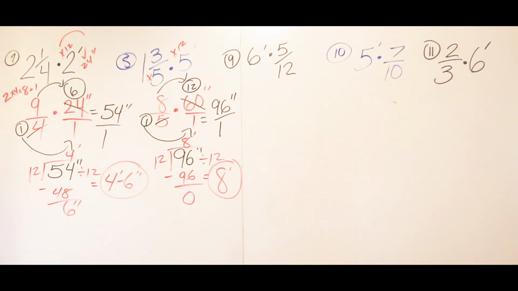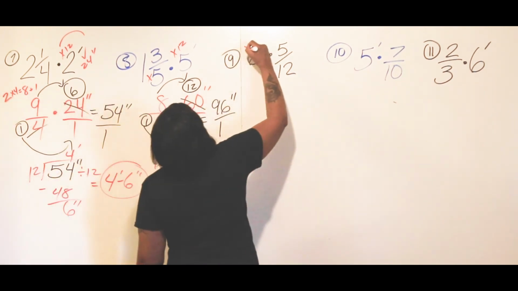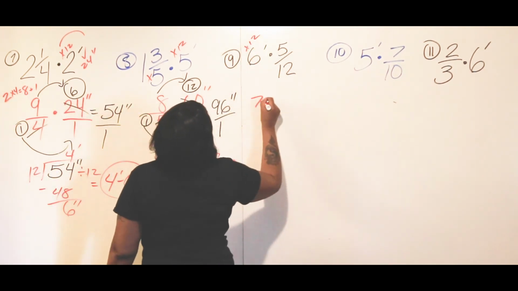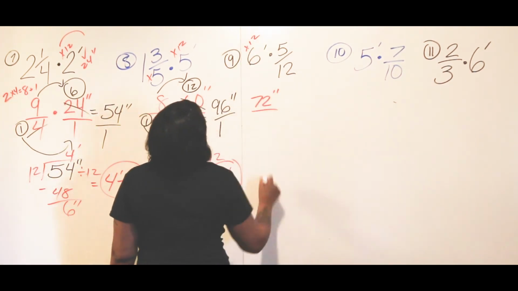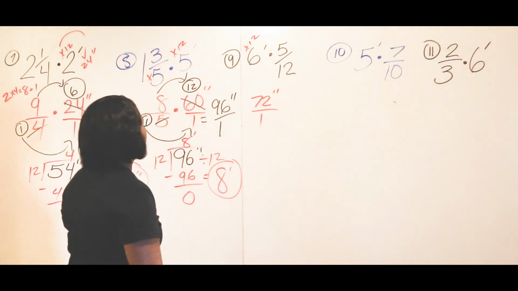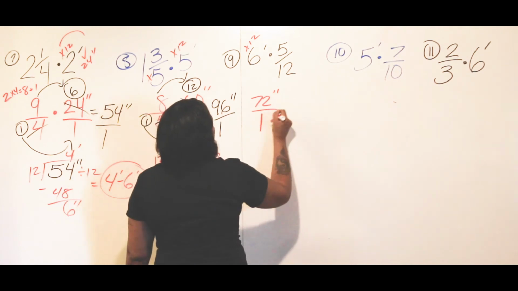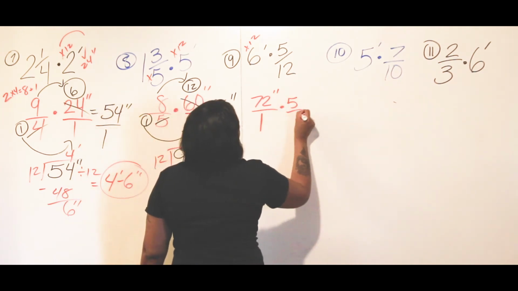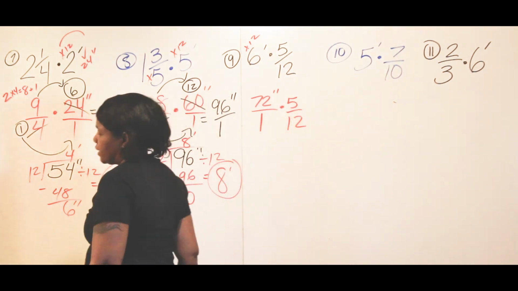Convert it to inches. How do we convert 6 feet into inches? Times 12. 6 times 12 is 72. So we'll multiply this times 12. We got 72 inches over 1. Whole numbers, that's 72 inches, we put over 1, which turns it into an improper fraction, times 5/12. Just a fraction.